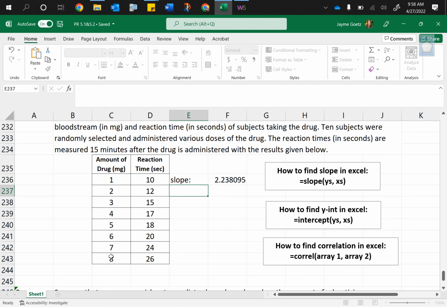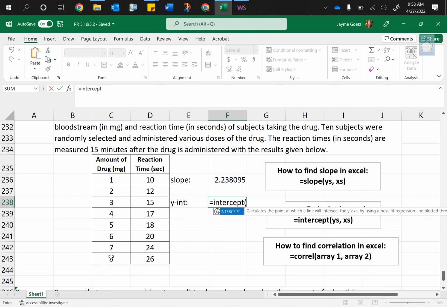And when you do that, boom, that is the slope for those points. What else do we need to write an equation? The y-intercept, right? The y-intercept. What are we finding again? Intercept. So what do you think we're going to type in? Intercept. Look at that.